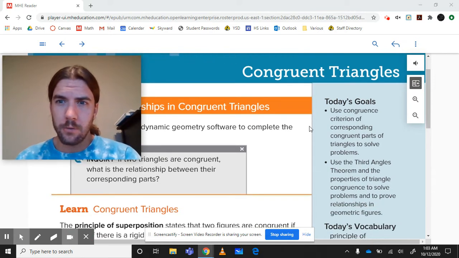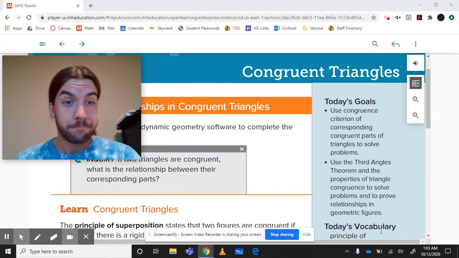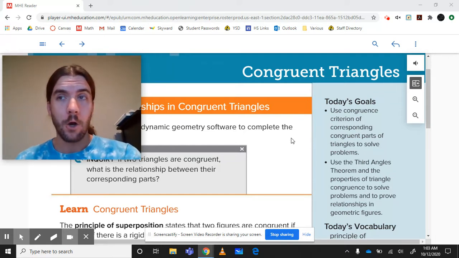Today's goals are going to be to use congruence criterion of corresponding congruent parts of triangles to solve problems, and to use the third angles theorem and the properties of triangle congruence to solve problems and to prove relationships in geometric figures. Okay, basically, an easier version of that is just to say that we're going to try to prove whether or not certain shapes are the same as other ones.